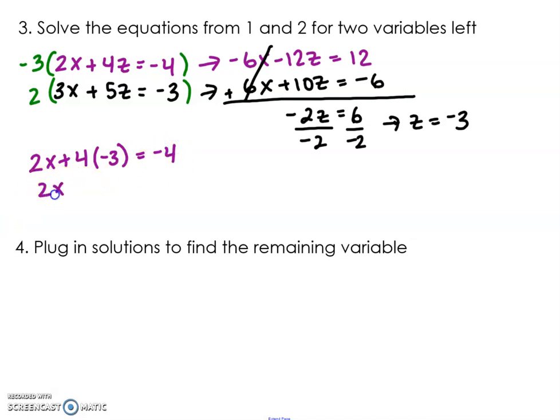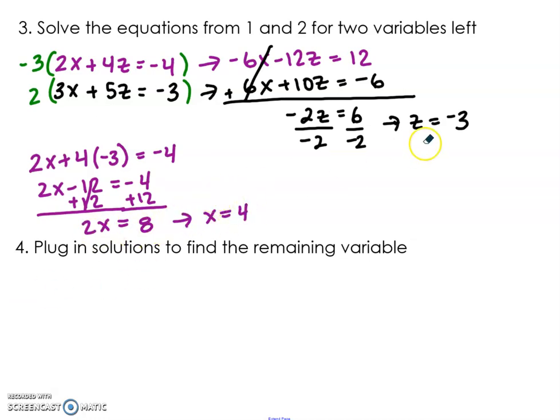So this becomes 2x minus 12 equals negative 4. We're going to add 12, and we'll get 2x is equal to 8. And then when I divide by 2, we're going to get that x is equal to 4. Okay, so now we have z and we have x.